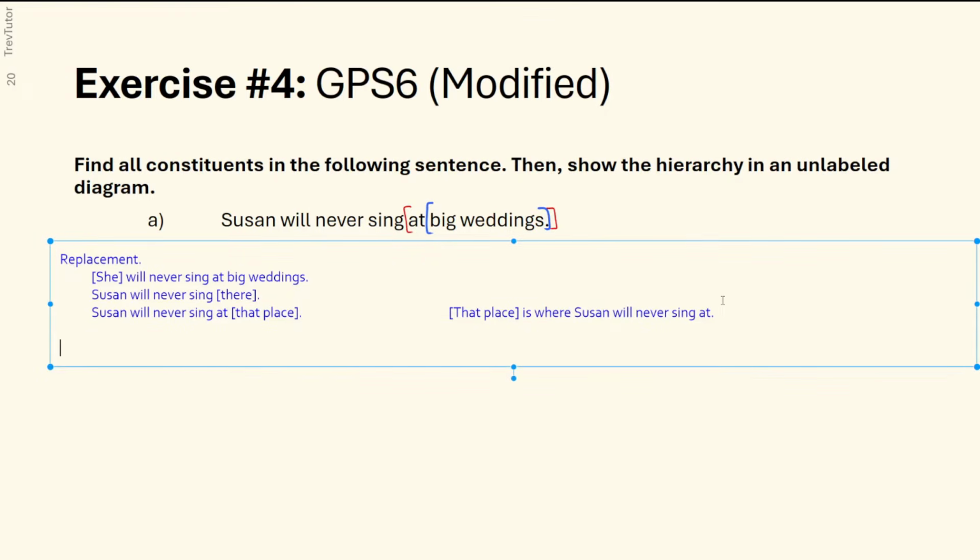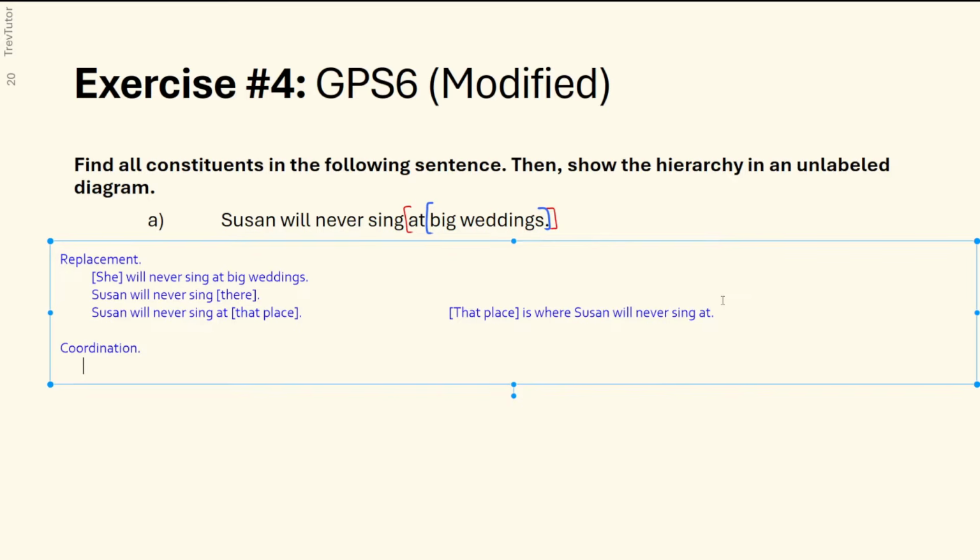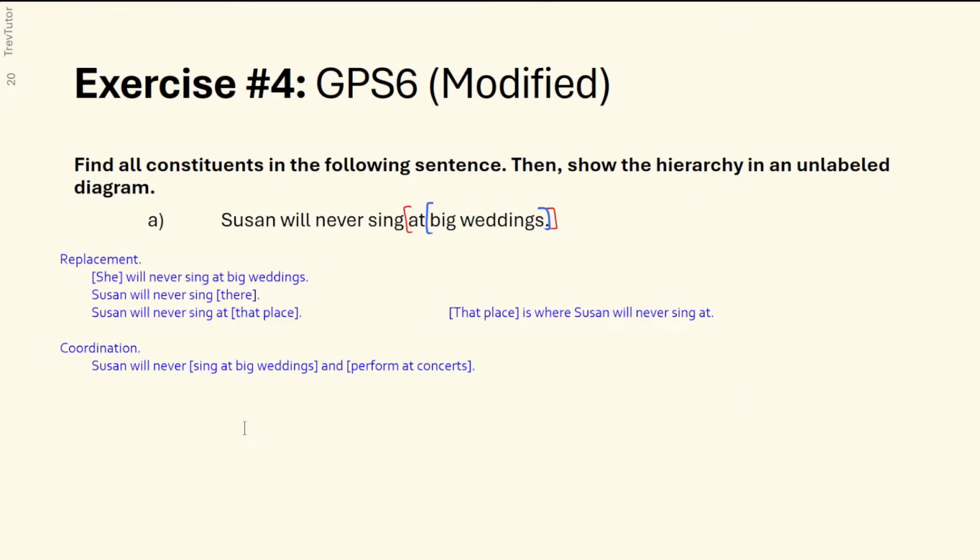Let's try some other tests. Let's try coordination. So is sing at big weddings a constituent? Well, we can say Susan will never sing at big weddings and perform at concerts. So we can conjoin these with the same type of phrase, which tells us, yes, sing at big weddings is going to be a constituent.